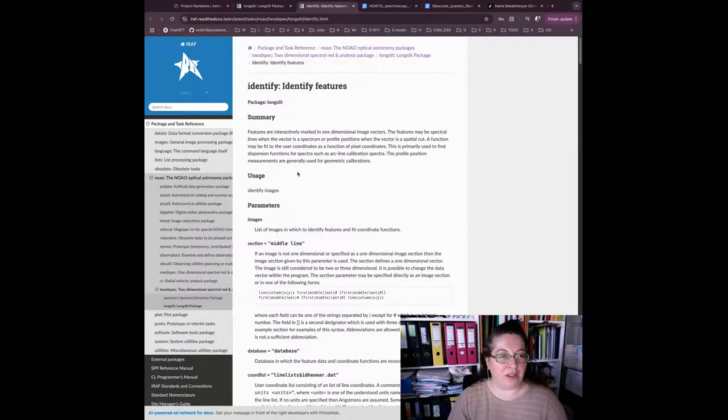So, identify features. Actually, identify is one of those steps that internally, when you feed it an arc line, let's say we are first using an arc lamp frame to calibrate, and we are feeding this arc lamp exposure as an input into identify. What it does, because it's a 2D frame, it takes out, maybe I can show you a frame. Let's see if I can find it.